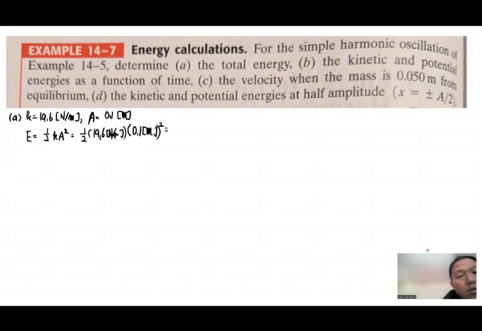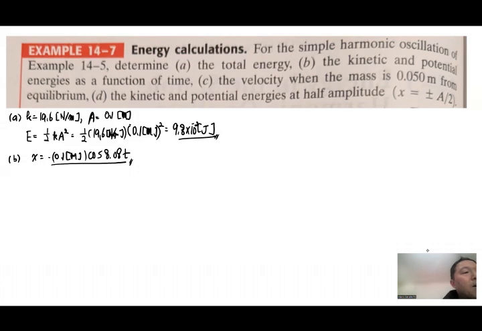So that leads to the answer of the total energy. That is 9.8 times 10 to the minus 2 joule. So that is 98 millijoule. And number B, now you know x is minus 0.1 meter cosine 8.08 t. We already derived this formula from the 14-5 example problem.